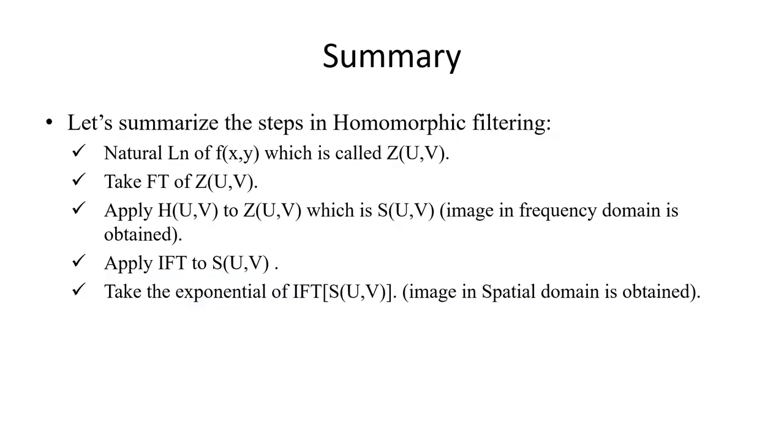We are done with the topic homomorphic filtering. Here's a summary of steps. The natural logarithm of f of xy is done in the first step, then the Fourier transform, then the homomorphic filter H of uv is applied to the image. Therefore, the output is in the frequency domain. Now, to view the same in the spatial domain, we go for the inverse Fourier transform and then the exponential of the same. So the output will be in the spatial domain.